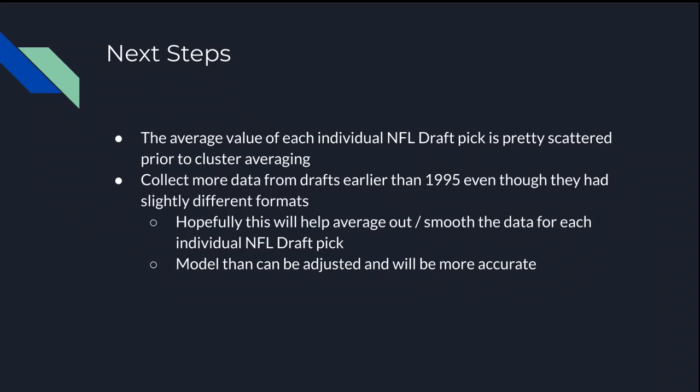However, teams still picked a total of over 240 players in those drafts before 1995. Therefore, before the final project is due, we will collect data on players drafted going back much earlier than the 1995 NFL draft. We hope that this will help average out and smooth the average value we assign to each individual NFL draft pick. Once this additional data has been gathered, we will adjust our model to reflect the additional data. Doing this should make our model more accurate.